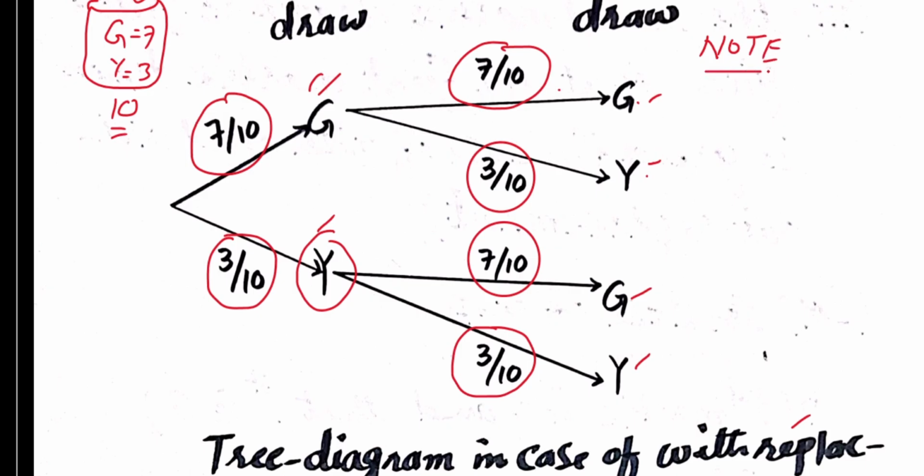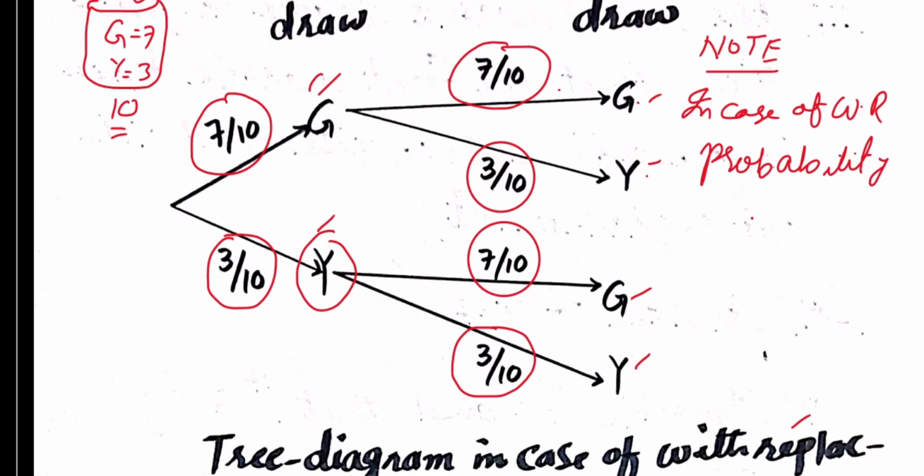This is an important note. In case of with replacement, w.r. means with replacement, the probability will not change at any draw. Whether you draw 2 times, 3 times, or 4 times, the probability will be the same for each possible outcome.